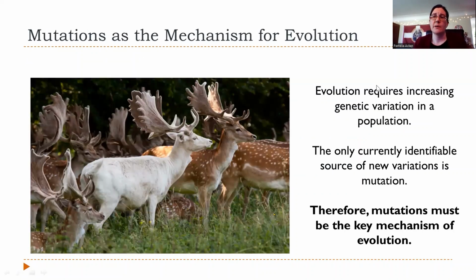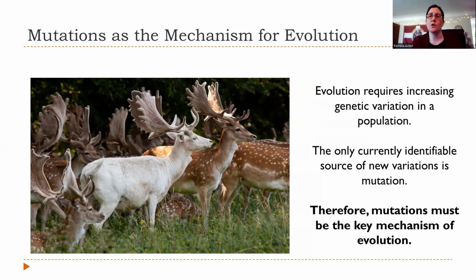So I want to talk first about mutations being a mechanism for evolution. If evolution is to explain all of the diversity that we see in the world today and every living organism, how it came to be, it requires increasing genetic variation in a population in order for that to work. So evolution works through mutation and natural selection. You have new variations that arise in a population. These new variations are selected for or against. The next generation looks more like the variations that are more favorable.